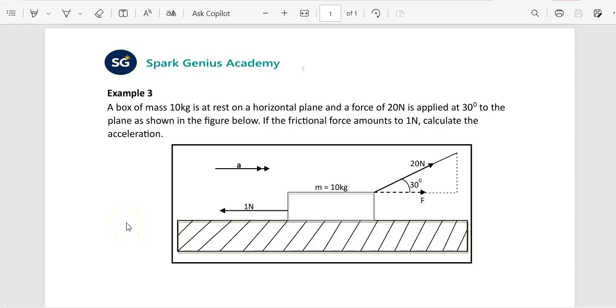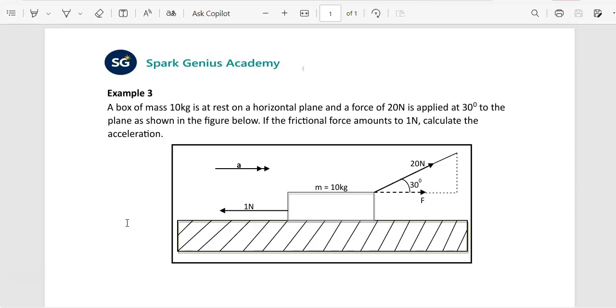Okay, let's work on this example 3. Listen to the statement. It says that we have a box with a mass of 10 kg. It's at rest on a horizontal plane. So now we have a force that is applied at an angle of 30 degrees to the plane as shown in the figure below. If the friction of the force amounts to 1 Newton, calculate the acceleration.